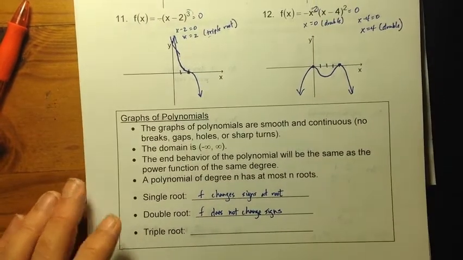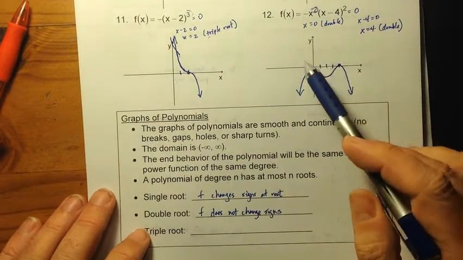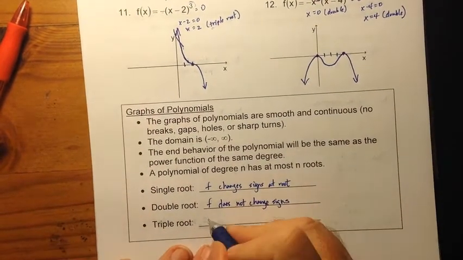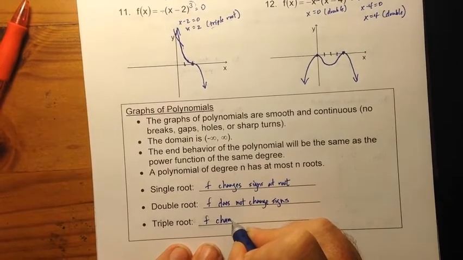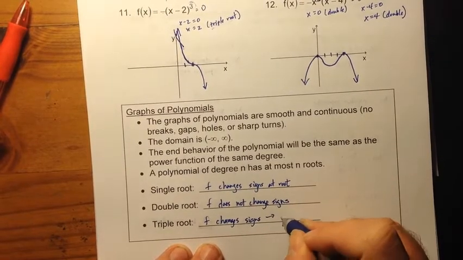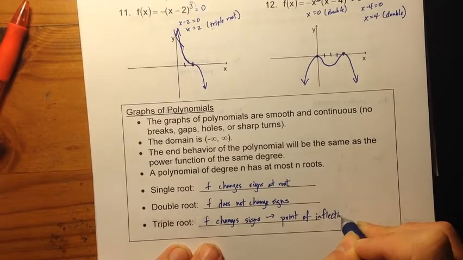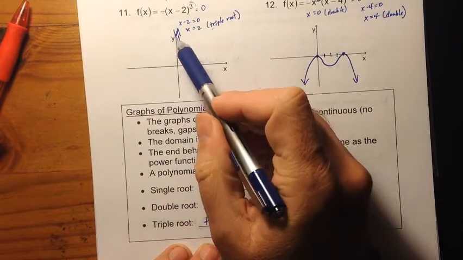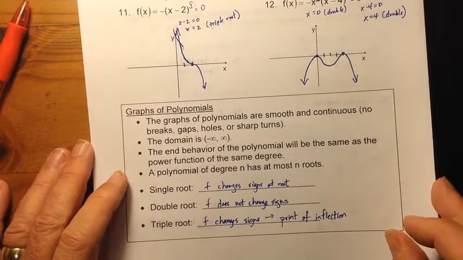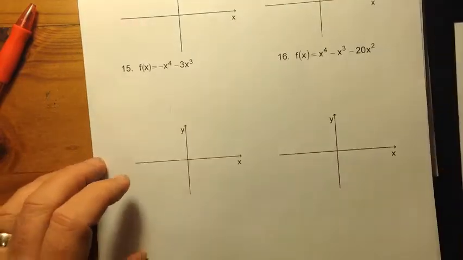Okay, when I have a double root, it bounces off, like on number 10 at 4, and twice it happened on number 12. I had 2 different double roots there. And then a triple root, again, f changes signs, but we get this point of inflection. It kind of flattens out when it gets to the triple root, like it did right here on number 11. It's going to flatten out as it passes through the x-axis. So that will help us know kind of what we're looking for when we're graphing these things.